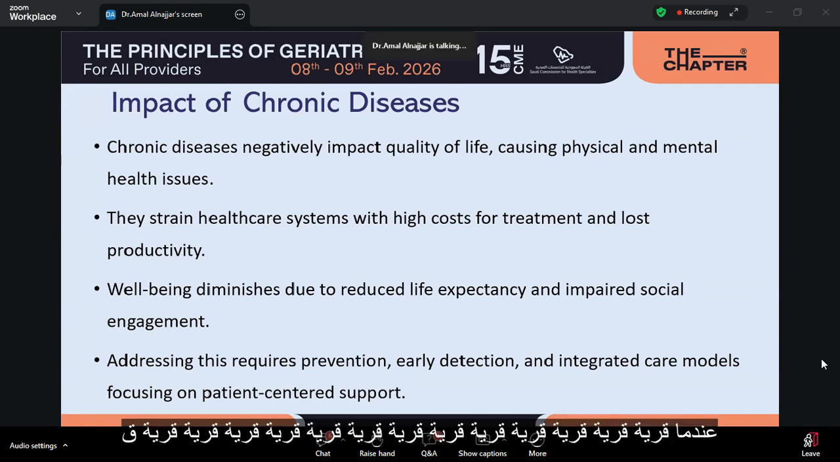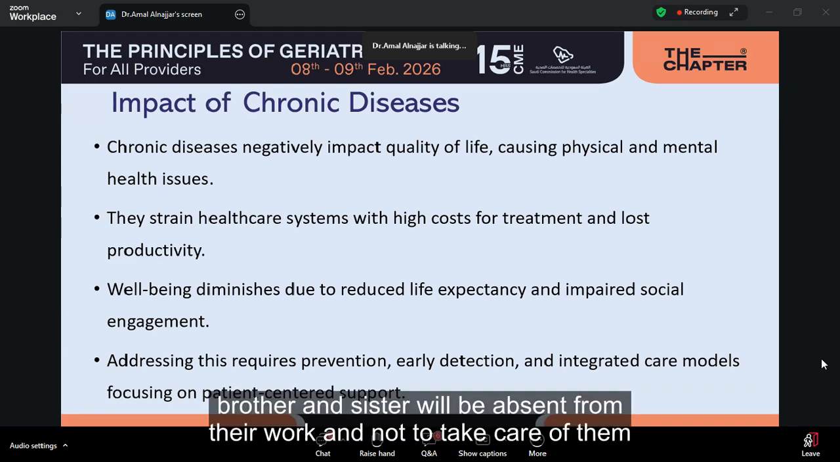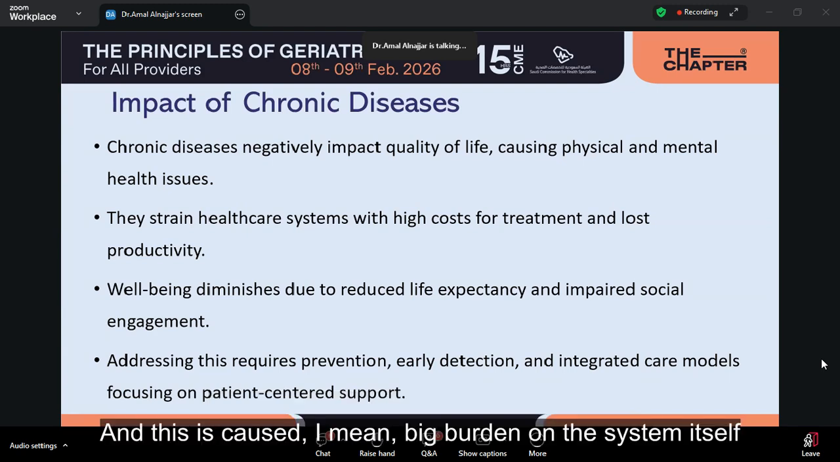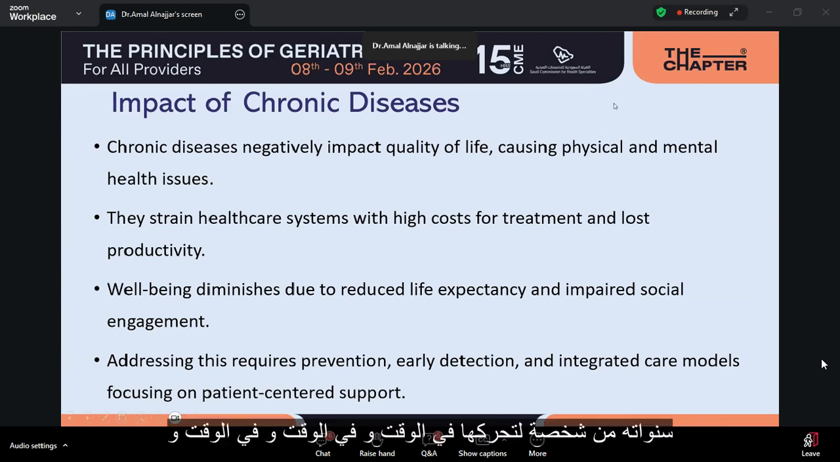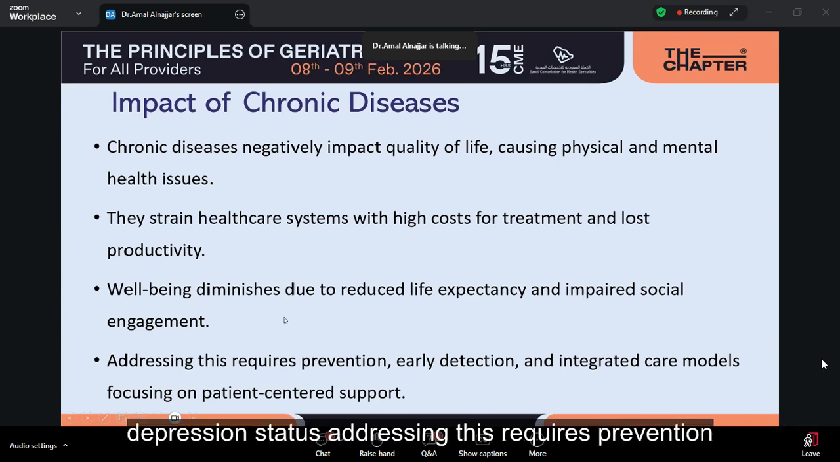When the patient becomes sick or ill, he definitely will be absent from his work. And if the geriatric patient is not working himself, but the attendees, his son, his daughter, his brother, his sister, will be absent from their work in order to take care of them. And this causes a big burden on the system itself. Well-being diminishes due to reduced life expectancy and impaired social engagement. And as we said, this exacerbates the depression status.